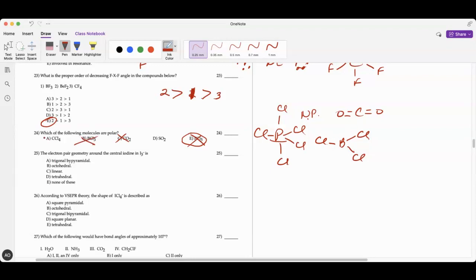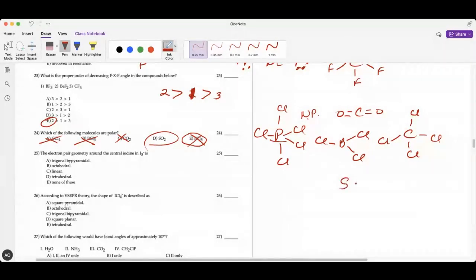So that's not polar, and carbon tetrachloride is tetrahedral, right? And again, each one of these bonds is pointing towards the corner of a tetrahedron. So this is not polar.